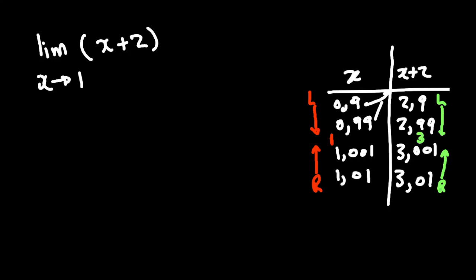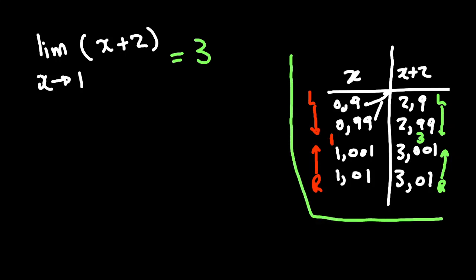And if I'm going from right to left, I'll have 3.01, then 3.001, 3.00001, until I get to 3. So I can conclude that the limit of x plus 2 as x approaches 1 on my x-axis will be 3, by use of this table.